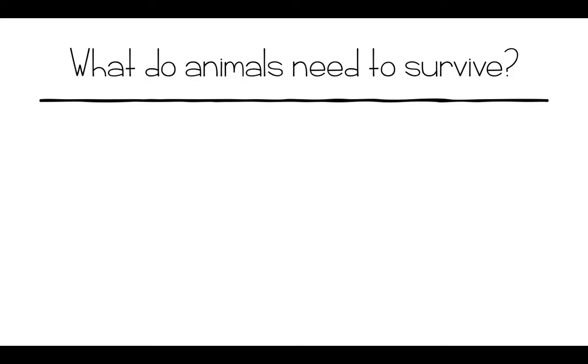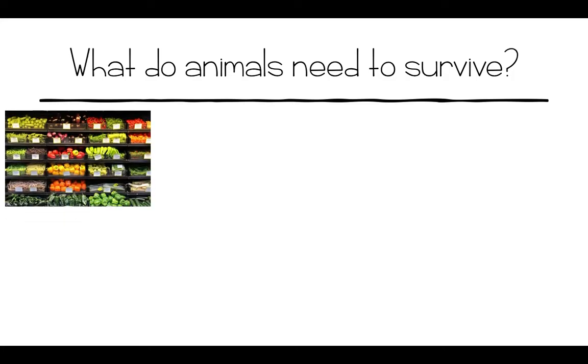I want you to think, what do you know already about what animals need to survive? Think about what you need to survive. Well, we know we need food. We eat food from the vegetables or fruit or meat, but different animals eat different kinds of food. So here we have a picture of food we might eat from a grocery store.